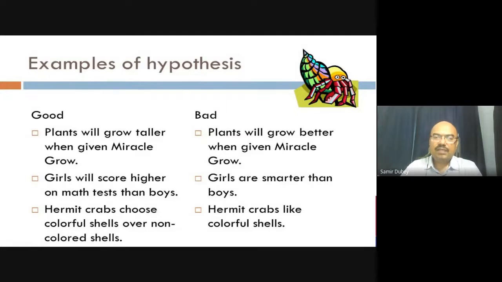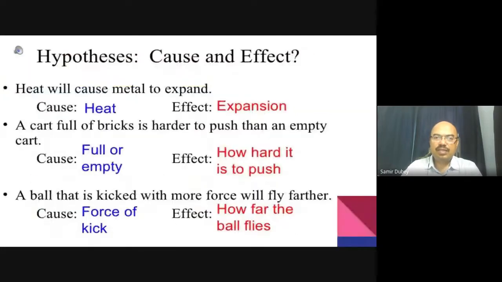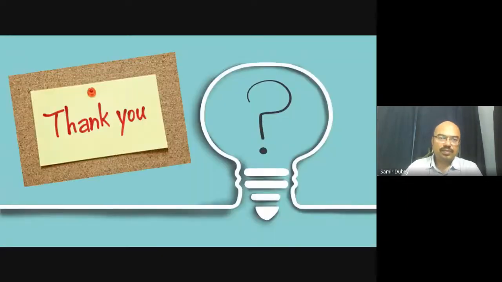There are other cause and effect hypotheses as well. Heat will cause metal to expand. So the cause is heat and the effect is expansion. Similarly, in the last one, a ball that is kicked with more force will fly farther. So the force of the kick and how far the ball flies are once again cause and effect relationships. So the hypothesis must contain the cause and effect relationship, or the variables which we are going to use, and these variables should be identified clearly from the hypothesis.